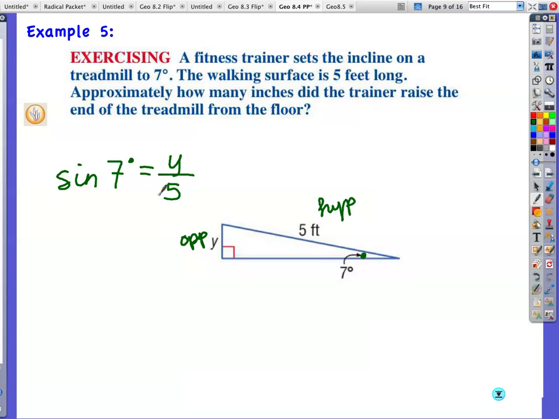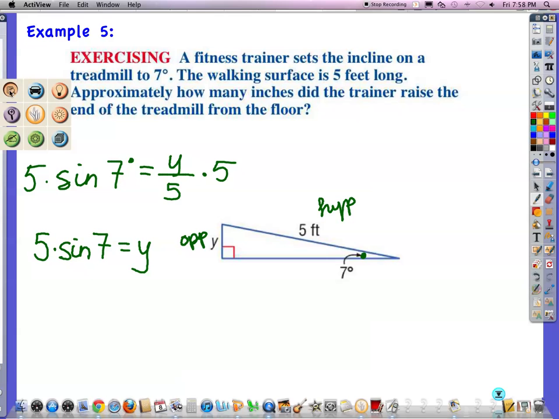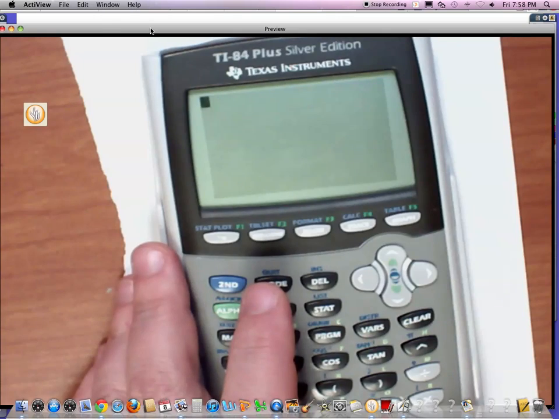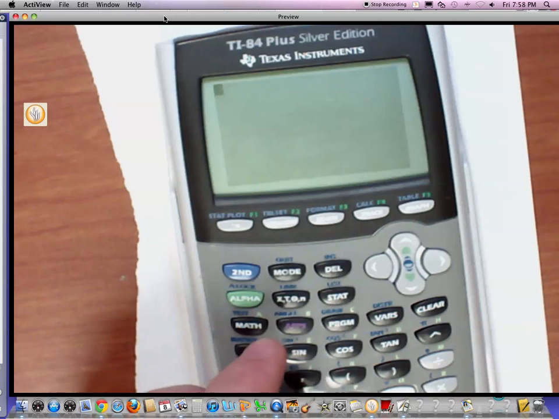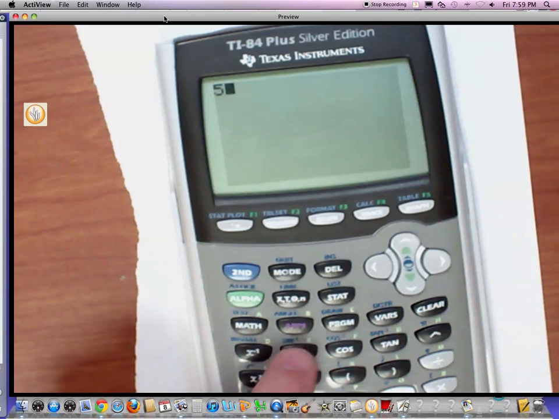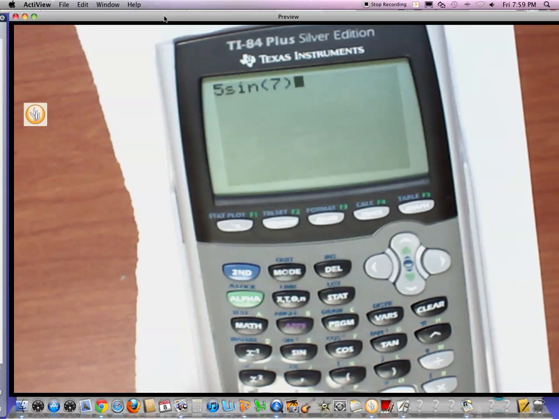And guess what I have to do? I have to solve for y. So I'm going to multiply both sides by 5. And watch out. I have 5 times the sine of 7 will be equal to y. So once again, I go to my calculator, and I'm going to show you this. I probably won't show you all my calculations here, but I think this one's important to see this. So 5 times the sine of 7 degrees, 5 sine 7 degrees. I don't have to press degree, I just press 7 because it's already set for degrees.